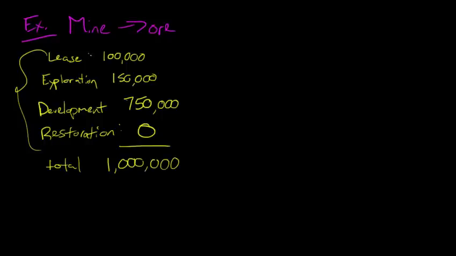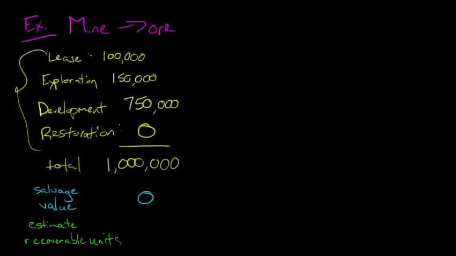Now, just like assets that we depreciate, we've got to think of a salvage value or residual value. Let's just say that that's zero. There is no residual value here. Now what we have to do is get our geologists together and figure out an estimate of the amount of recoverable units of ore. How much ore do we expect to get? Let's say we talk to the geologists, and they think that there's 500,000 tons of ore inside that mine. Ore, not an I.